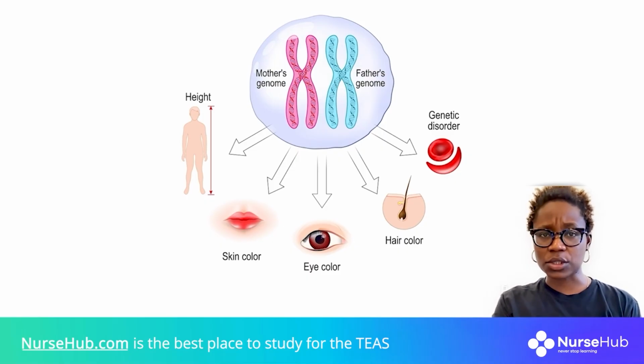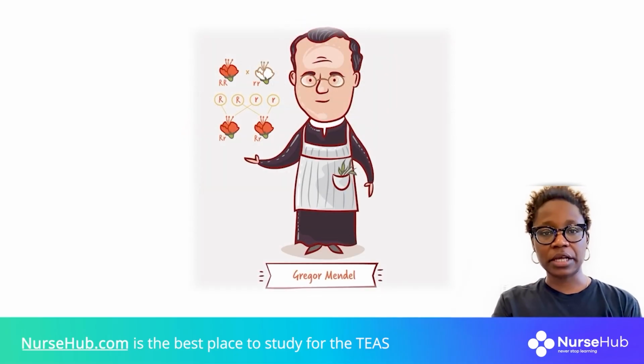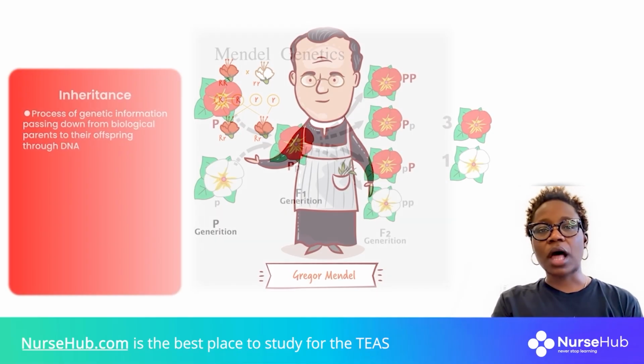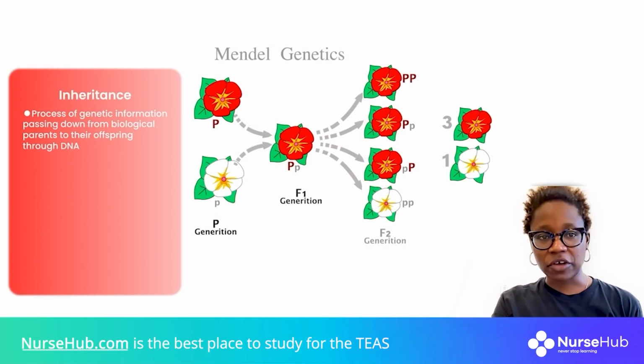So how does inheritance work? Most of what we understand about inheritance is the result of the research of Gregor Mendel. You may have heard his name in prior biology classes. Gregor Mendel was an Austrian monk who conducted experiments on pea plants in the 19th century. He made important discoveries about how traits are passed down from parents to their offspring. And his work laid sort of the foundation for the modern field of genetics. So a lot of the laws of inheritance are named after him.